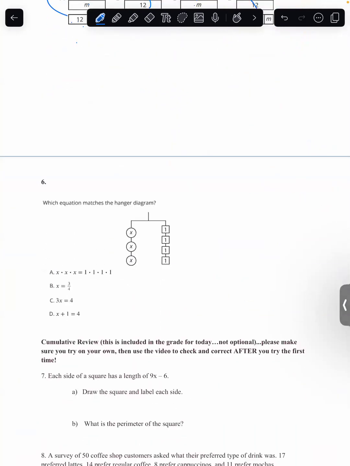Here, the equation that matches this, we got 3 x's, or x plus x plus x, and then 4 ones. That would be 1 plus 1 plus 1 plus 1, or 4. So 3 x's equals 4. That would be the same thing.